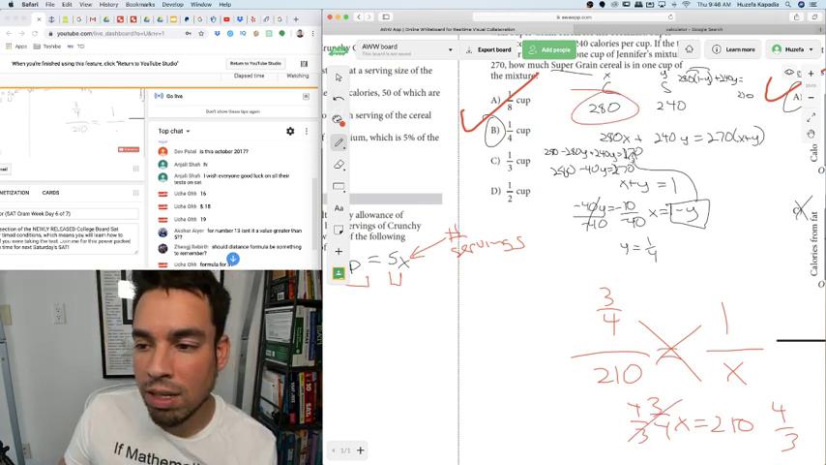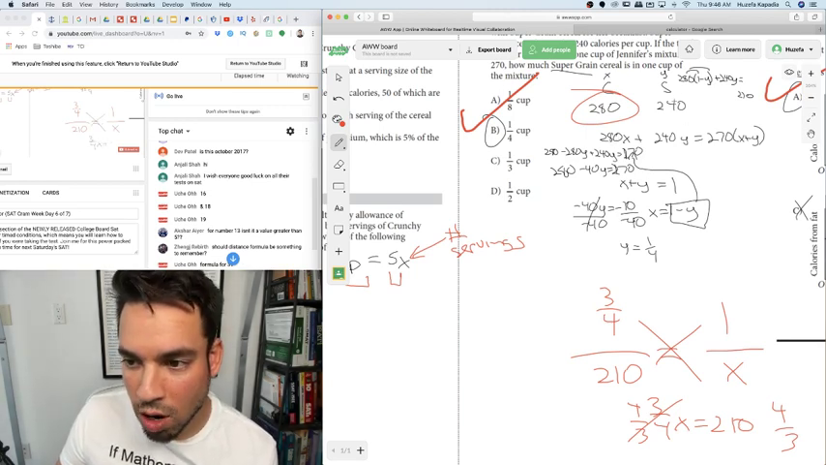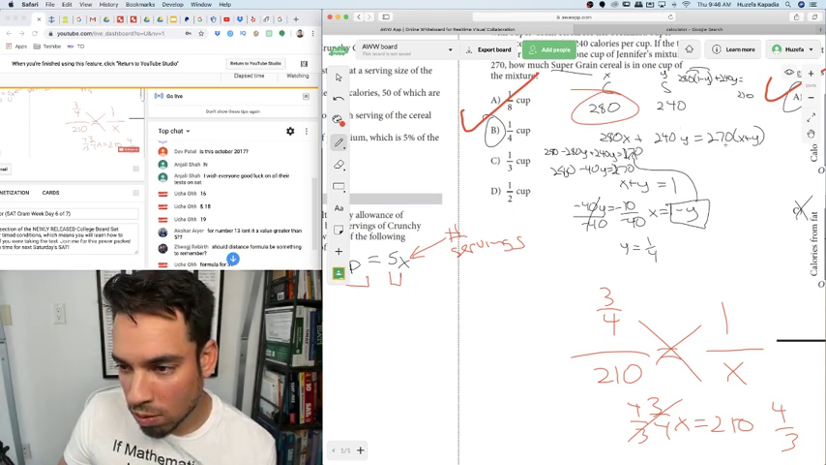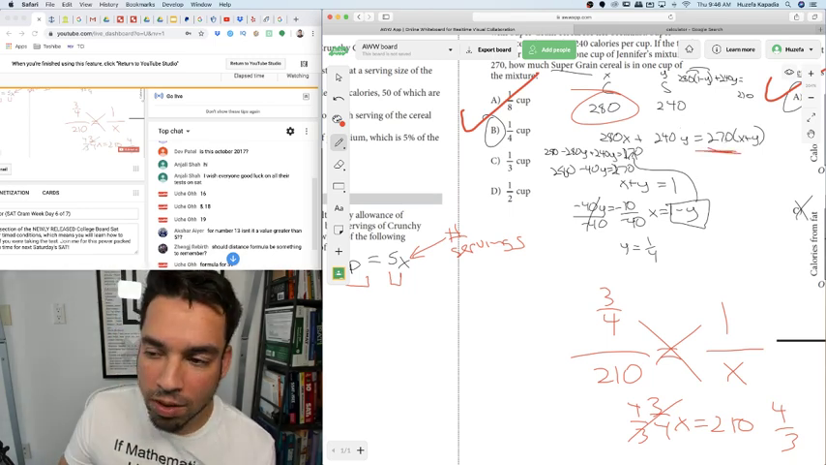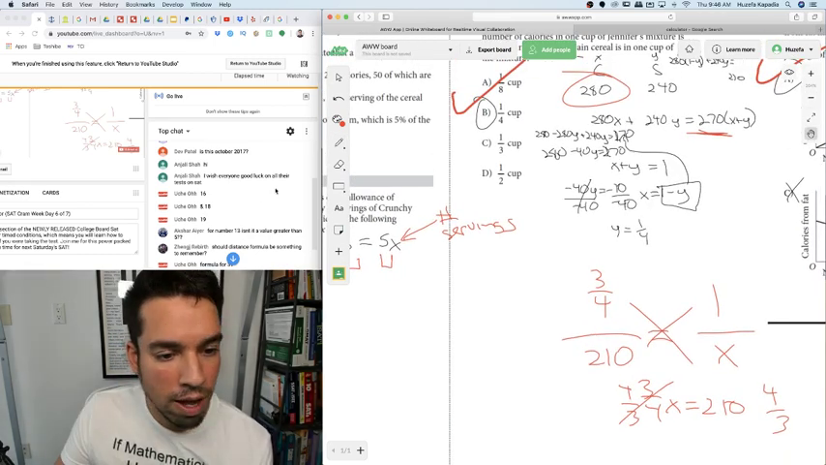Then once I have that, I have a nice system of equations. I have 280X here plus 240Y here. This is the amount of cups. Equals a total amount of calories of 270 with whatever the total cups is, which we know is 1. And then we just solve, but I did a little substitution and all that.